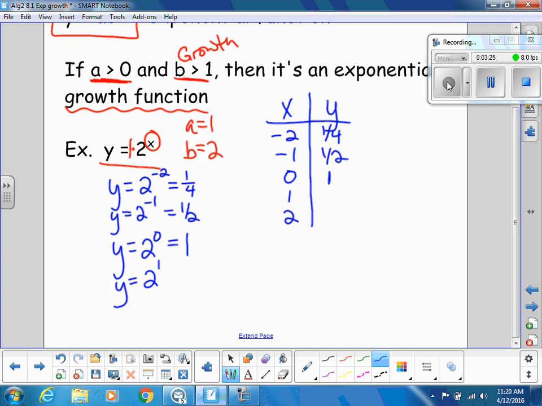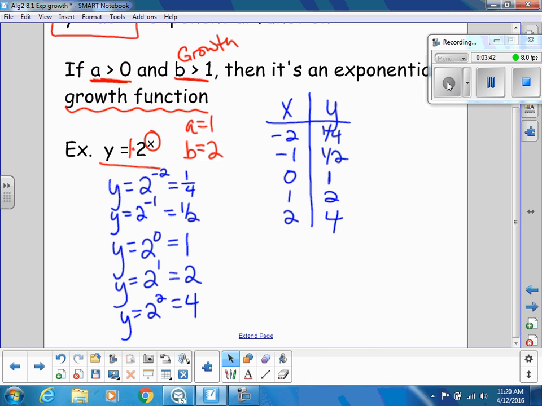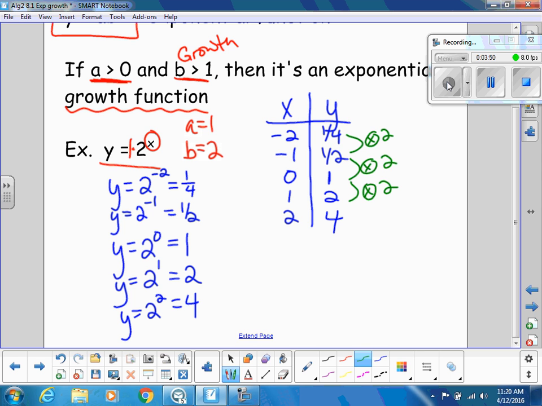And then if I have 2 to the first power, remember anything to the first power is going to be itself. So that's going to be 2. And then if I do 2 to the second power, that's going to be 4. Okay, so that's what our table looks like. And if you look at that pattern again, I'm multiplying by 2 each time. So you can see that happening each time. That's the pattern in a table of an exponential growth.